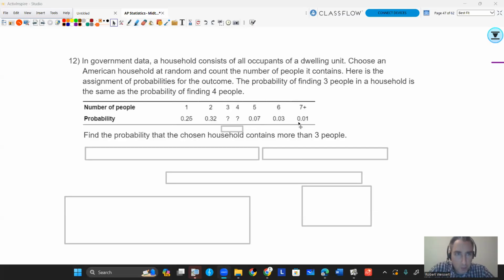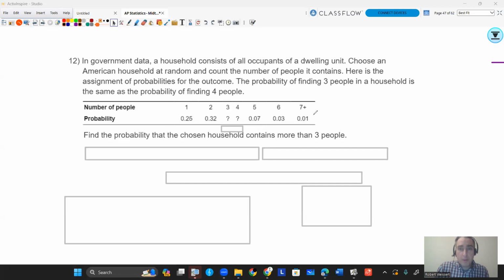All right, question number 12. In government data, a household consists of all occupants of a dwelling unit. Choose an American household at random and count the number of people it contains. Here's the assignment of probabilities of the outcome. The probability of finding 3 people in a household is the same as the probability of finding 4 people. Find the probability that a chosen household contains more than 3 people.